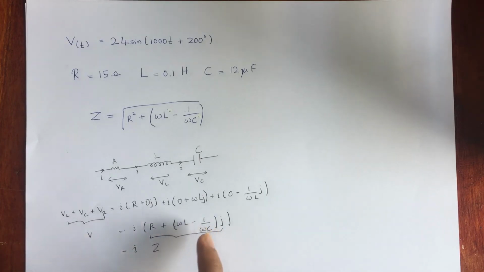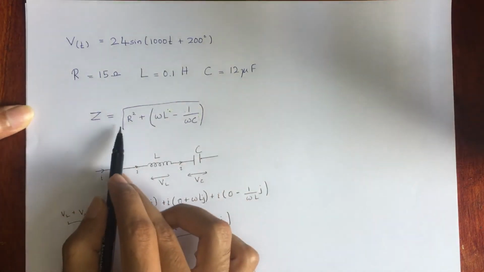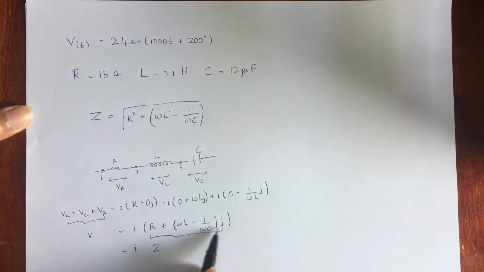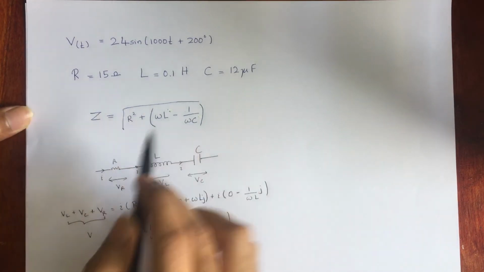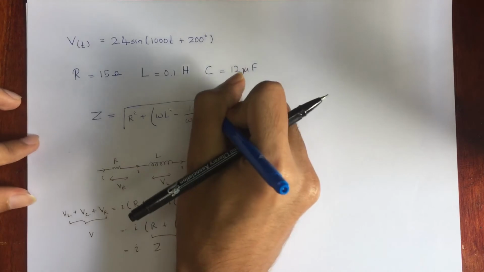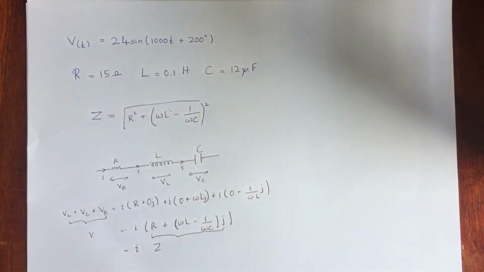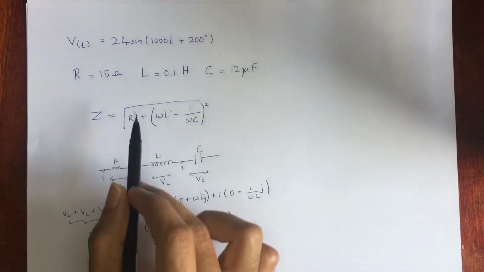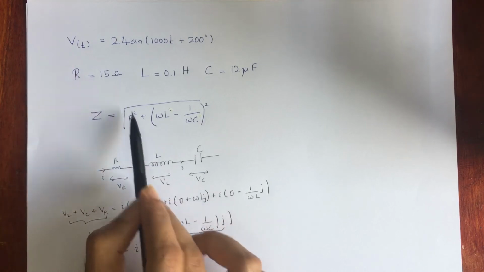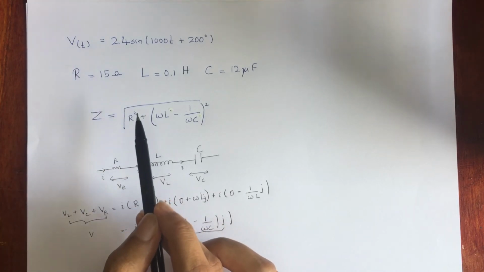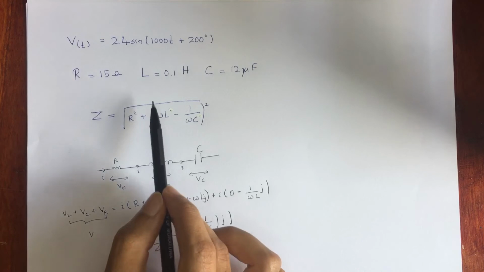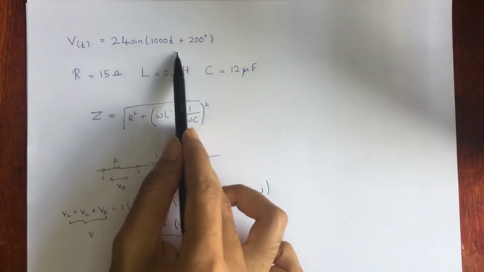If we consider like this, we can directly tell that the magnitude of Z will be root of R squared plus (omega L minus 1 over omega C) squared. So we need to square it and take the whole root. You can directly use this equation. Another important thing is, we need the value of R over here. We can directly substitute the value of 15, and after that we can take the omega from this equation.